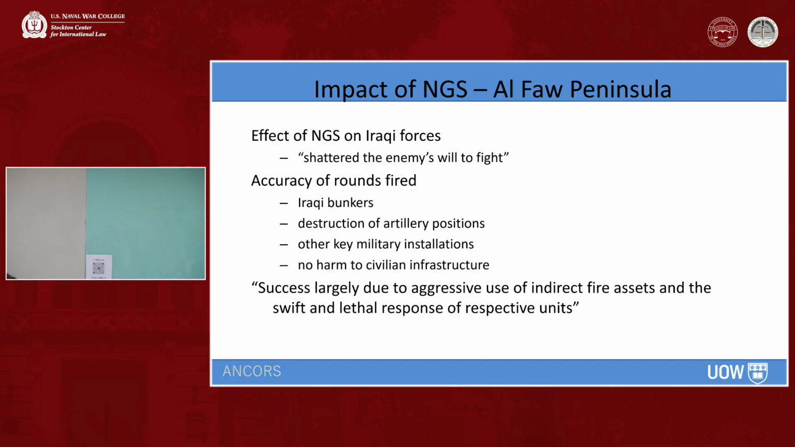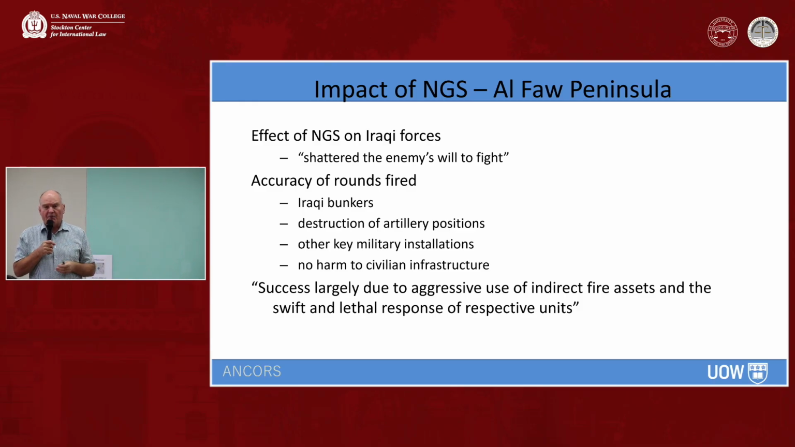The reports from the British Royal Marine commander of the landing force were that the constant ability to use naval gunfire support shattered the enemy's will to fight. Basically, having the 5-inch guns and other guns send their weapons over to the troops just made them realise that this was not a good place to be at all, and off they went reasonably quickly. The rounds were fired at military installations.